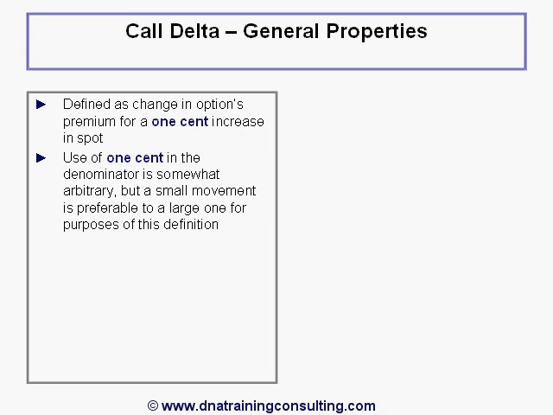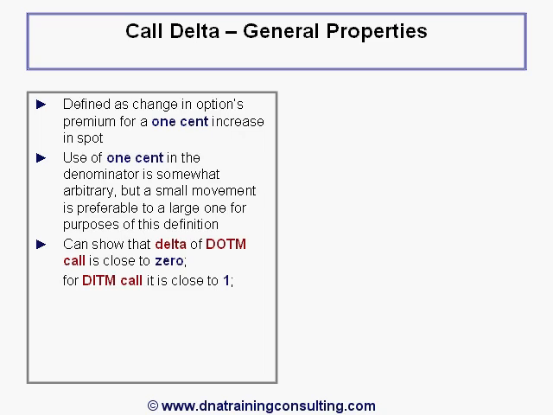Based on what we saw above, we are tempted to say that the delta of a deep out of the money call is close to 0. For a deep in the money call, it is close to 1. And for an at the money call, it is close to 0.5.